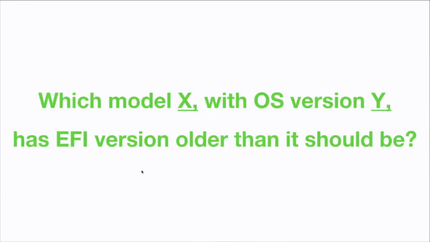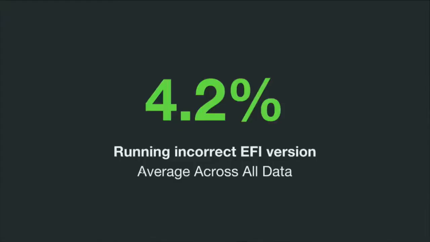And the question was, which model X with OS version Y has an EFI version that is older than it should be according to our lookup table? And we found that overall, across all models and OS versions, 4.2% were running an incorrect EFI version, meaning older than what they should be. It's a pretty significant number. It's not mind-blowing, but it's also not in the very low tenths of a percent, so 4.2%.